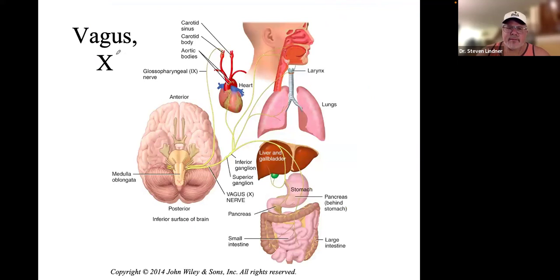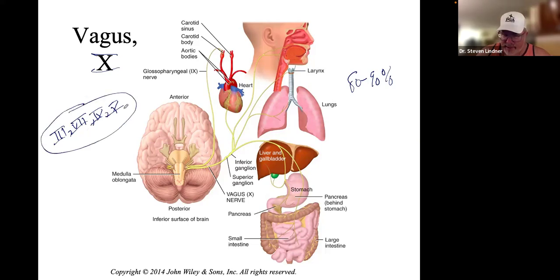Cranial nerve 10, which is the vagus nerve, you can see that it's vagrant. It wanders to the heart, to the lungs, to the liver, to the gallbladder, to the stomach, to the intestines. It goes to like 80 to 90% of the parasympathetics, right? The parasympathetics are cranial nerves 3, 7, 9, and 10. The cranial nerves that are parasympathetic are those cranial nerves.